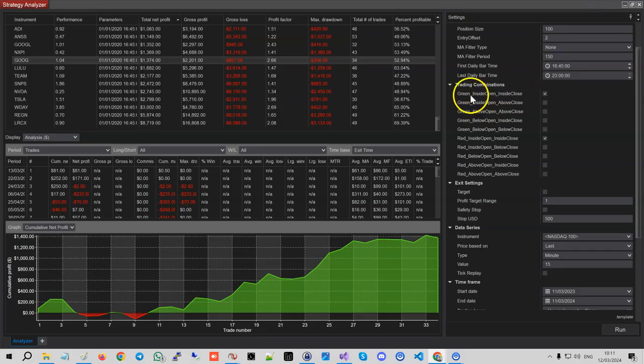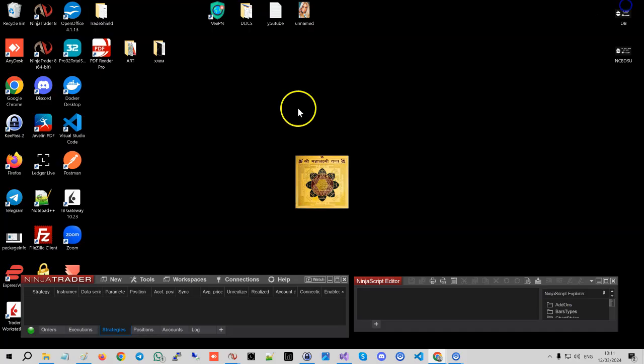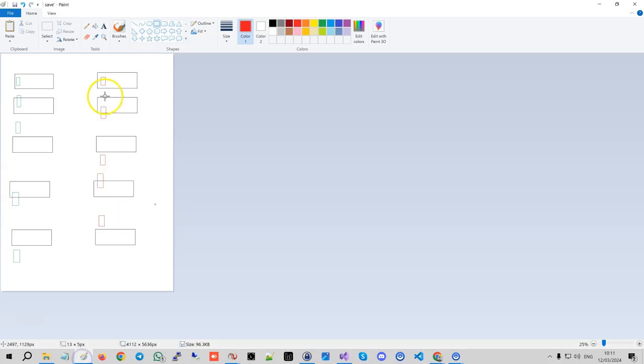have, so green inside, so it's either green or red. It's inside open, inside open, above open, below open. So inside open, inside close, inside open, above close, above open, above close, and so on. So all of these reflecting this kind of stuff. Okay. Now, what can happen at the end of the day is actually only three things. You can either close above, close inside, or close below.